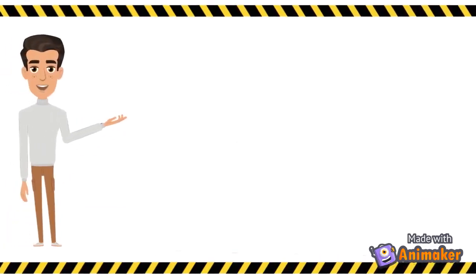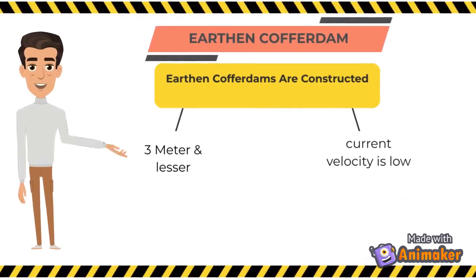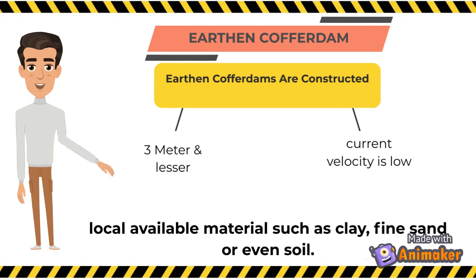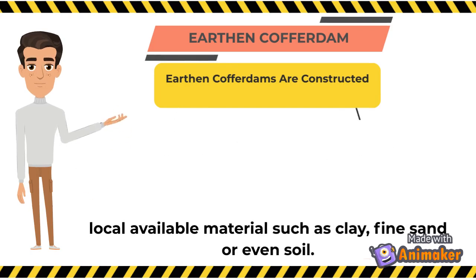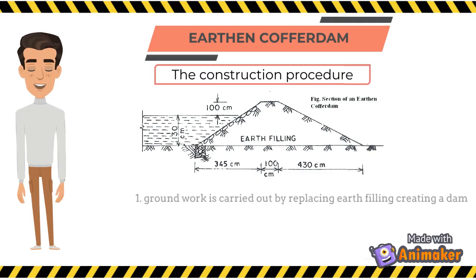Earth-filled cofferdams are constructed at places where the height of the water is less than 3 meters and the current velocity is low. These dams are built using locally available materials such as clay, fine sand, and even soil. The construction procedure for an earth-filled cofferdam is simple.